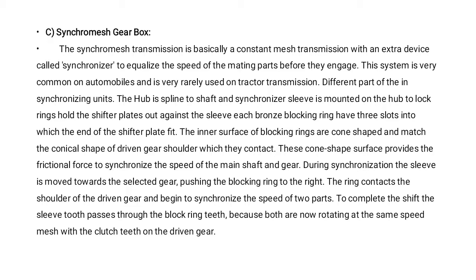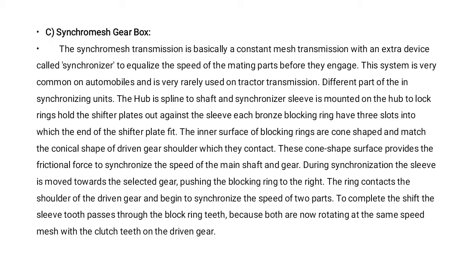Now the different parts of the synchronizing unit: the hub is splined to the shaft, and the synchronizer sleeve is mounted on the hub. Two locking rings hold the shifter plate out against the sleeve. Each bronze blocking ring has 3 slots into which the end of the shifter plate fits. The inner surface of the blocking rings is cone shaped and matches the conical shape of the driven gear shoulder which they contact. These cone shaped surfaces provide the frictional force to synchronize the speed of the main shaft and gear.